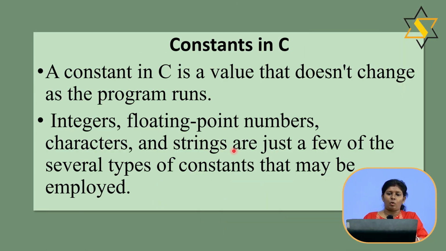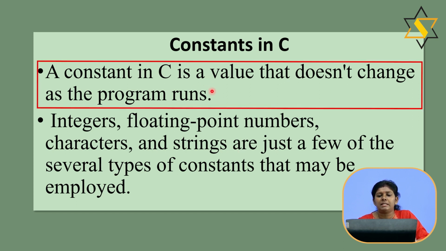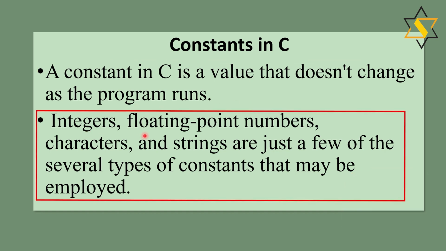Then the next is constant. So what is a constant in C? A constant in C is a value. The name indicates that it does not change while the program runs. If you use a constant value in a program, the meaning of that value never changes throughout the whole program. You can't change the constant value once you use it in a program. A constant may be an integer, a float, or any other kind.